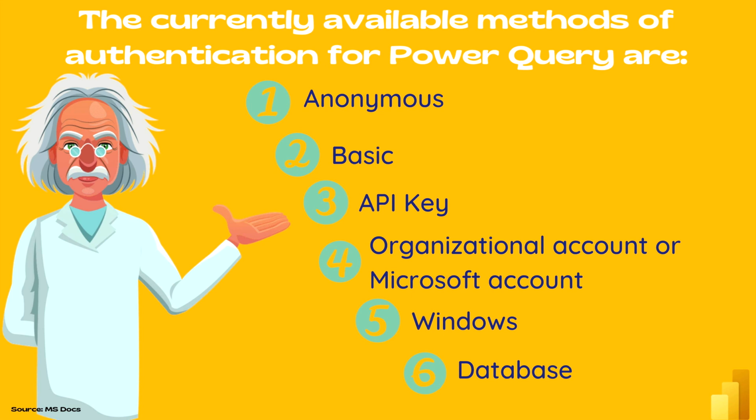Second comes basic. In this case, you just need to use a username and password sent in base64 encoding for authentication. Third is API key. In this case, a single API key is accepted for authentication. Now, the most commonly used one is the organizational account or Microsoft account. This method is also known as OAuth 2.0.